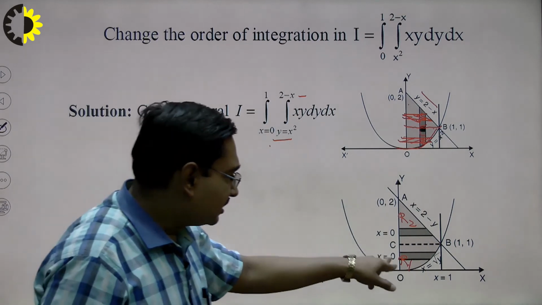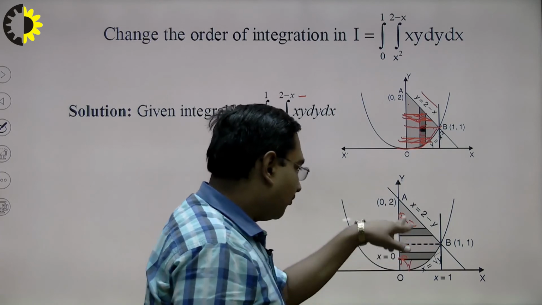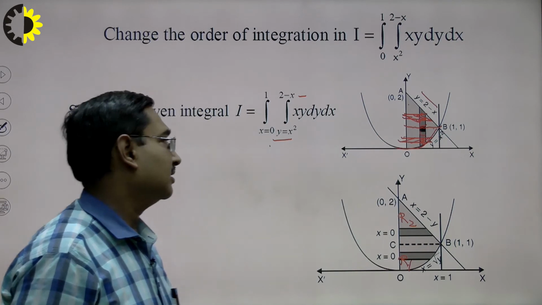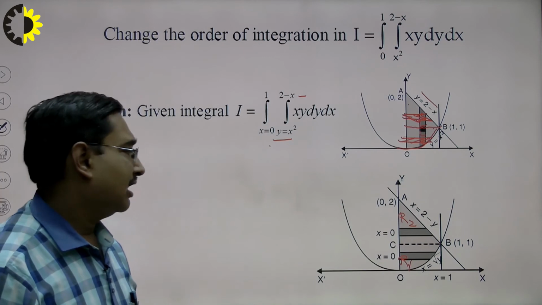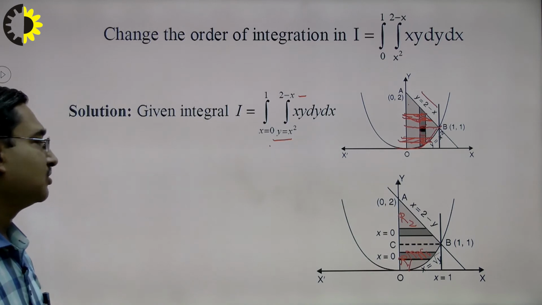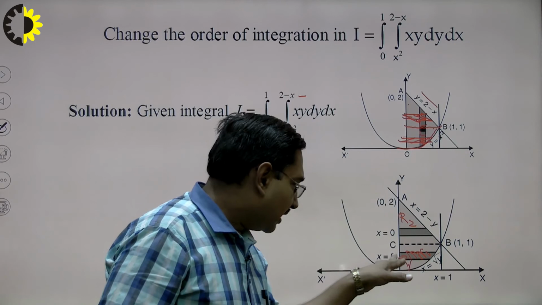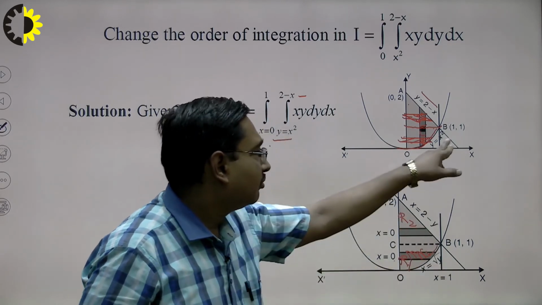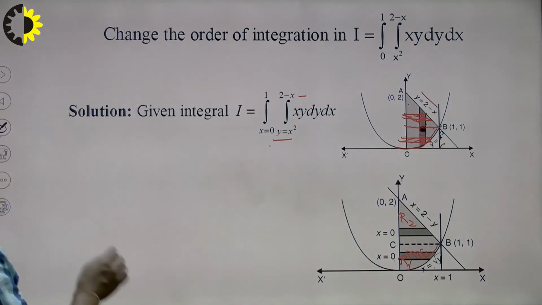For this region R1, we shall first find limits. For this region R2, we shall again find limits, and adding those two integrals, the required integral will be obtained. For this region R1, this slice is used to find limits of x. For this region R1, x varies from 0 to this parabola. The equation of parabola is y equal to x square. It gives x equal to root y.